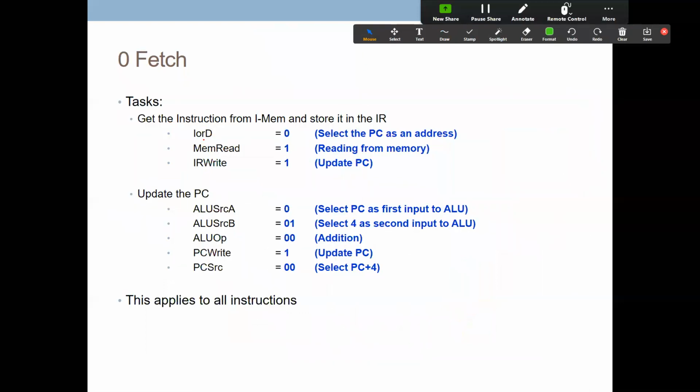Now you can see that the task that is doing the instruction fetch, what we need is IorD to be 0, memory read to be 1, and the instruction register write to be 1 so that we can write into it. And the other ones are control signals so that you can calculate the PC plus 4.